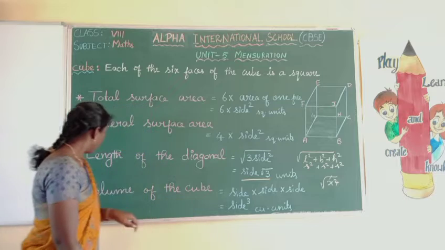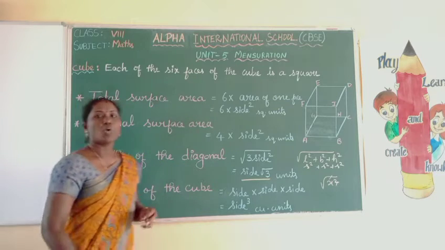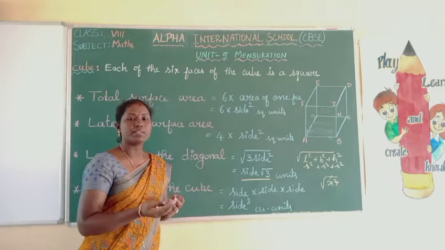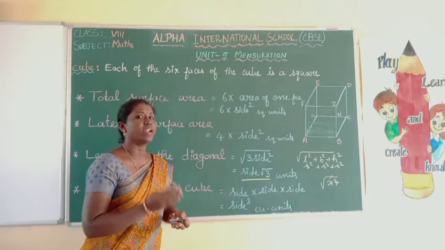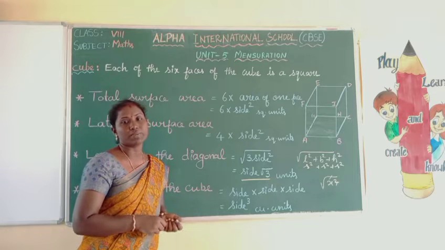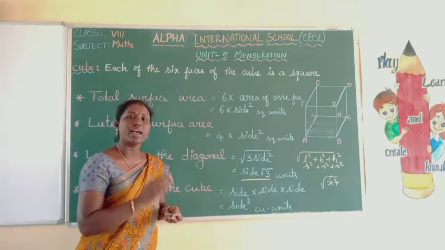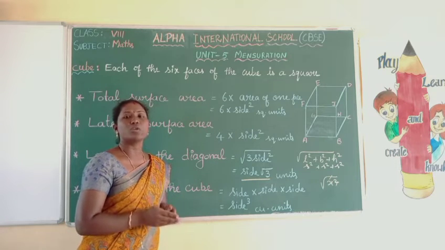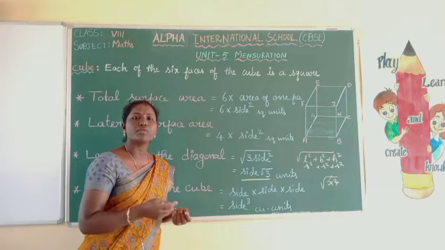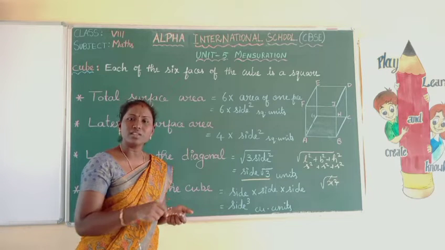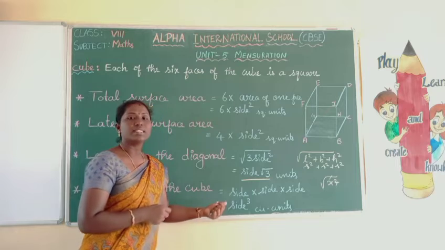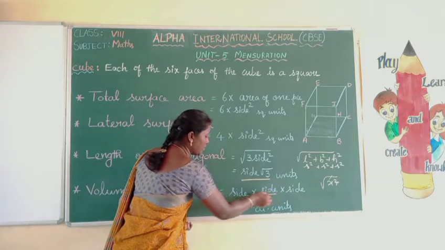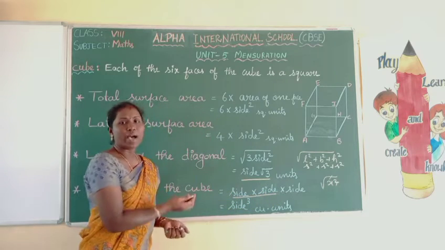Okay. Now, volume of the cube. Volume, I already said, is the capacity. The capacity is always based on the base area and height of whatever the object is. Here we are speaking about the cube. How will the base area of the cube be? It is in the form of a square. So what is the area of the square? Side into side, into height.